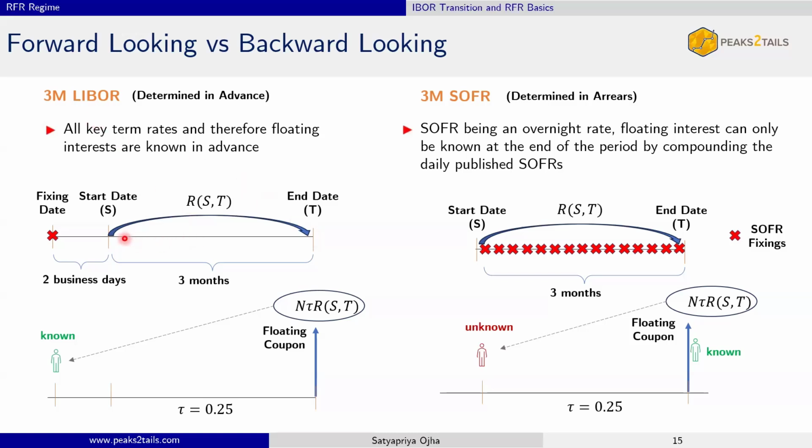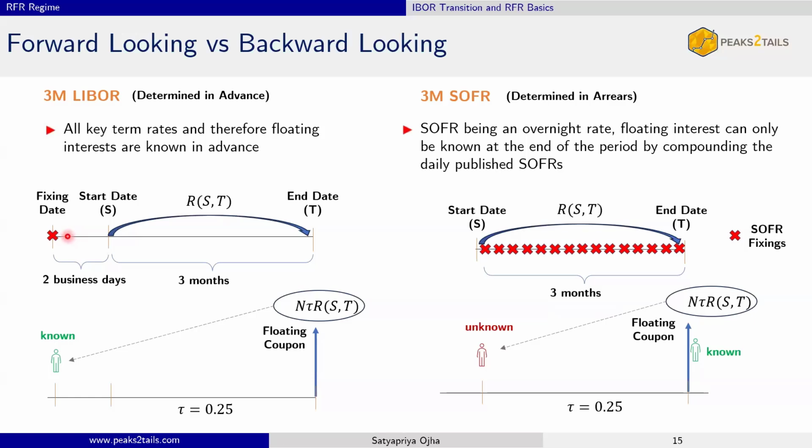In LIBOR days, it was based on the LIBOR 3-month rate. But the main difference is, in case of LIBOR, we also had a fixing lag of 2 business days. That means the rate that is applicable between the start date and end date, which is 3 months apart, was already available 2 business days prior. LIBOR fixing date. The 3-month rate was already available 2 business days before.